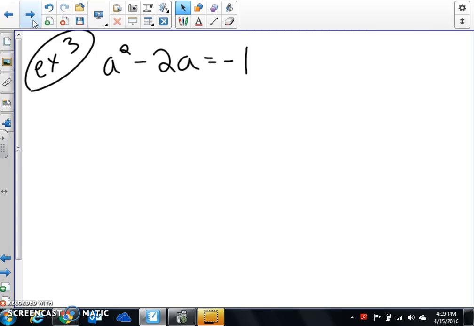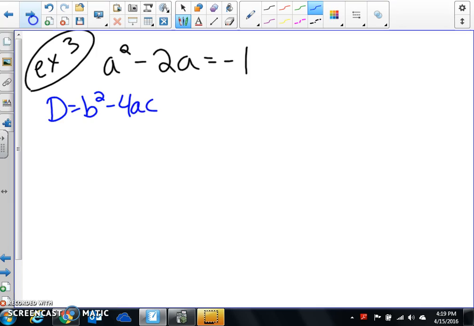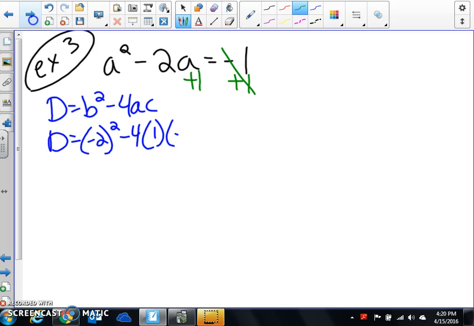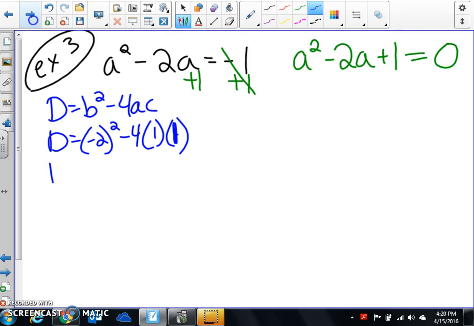All right, example number 3. I find my discriminant, which is b squared minus 4ac. Discriminant is equal to negative 2 squared minus 4 times 1 times, oopsie. Before I do that, I have to have equals 0. So I have to add 1 to both sides. So this is a squared minus 2a plus 1 equals 0. Now I can. All right, so now my c is a positive 1. My bad, guys. Okay, so discriminant equals negative 2 times negative 2 is 4. Minus 4, discriminant equals 0.